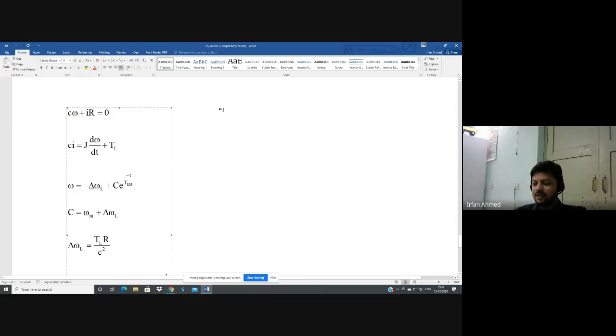So if you apply KVL in the armature circuit, this is the back EMF, K phi omega, and K phi is taken as the constant C. So C into omega plus armature current multiplied by the armature circuit resistance is equal to 0. Now there is no applied voltage. Instead of that, we have a braking resistance, and that braking resistance is included in R. This R is equal to the armature circuit resistance plus the braking resistance. Okay, is this equation clear?